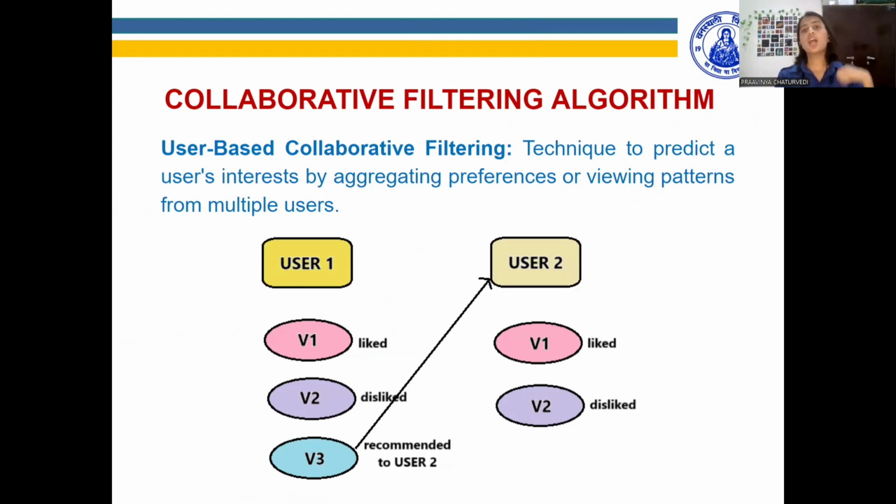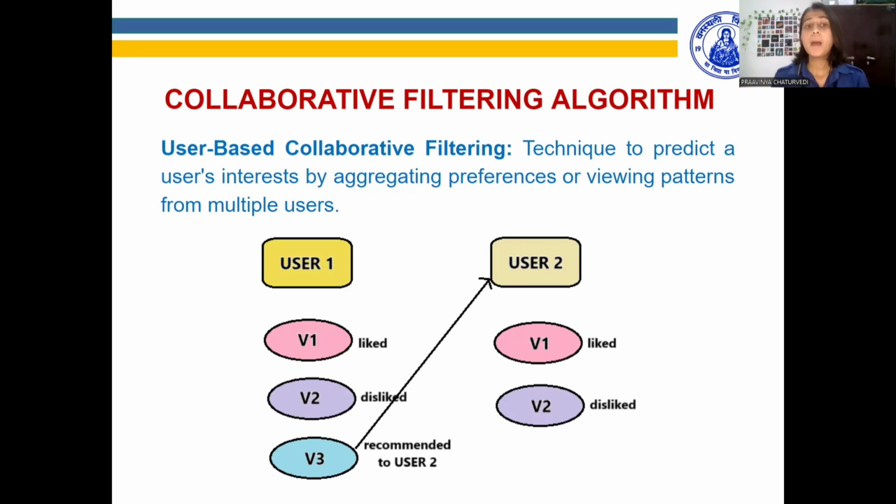So the user-based collaborative filtering is a technique to predict the user's interest by aggregating preferences or viewing patterns from multiple users. Okay, let's consider an example. Here we have user 1 and user 2, both different users with no connection to each other. Let's say both of them have watched two of the same videos, video 1 and video 2. And coincidentally, both have the same views about the same videos. That is, both user 1 and user 2 have liked video 1, and both have disliked video 2.